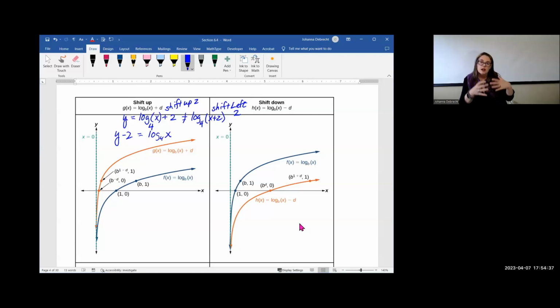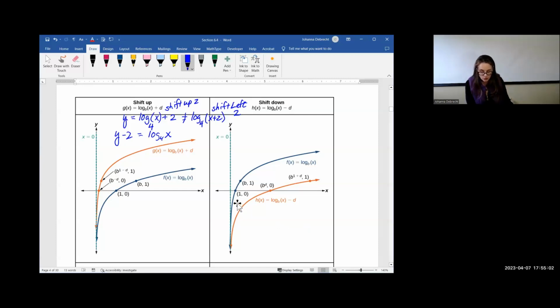Now, when we shift it up or down, it is not going to change the vertical asymptote. The vertical asymptote is going to stay the y-axis, x equal to 0. It will, however, change the x-intercept, and it will change that value of b comma 1 because it's going to shift. It's going to go up by that amount or down by that amount.